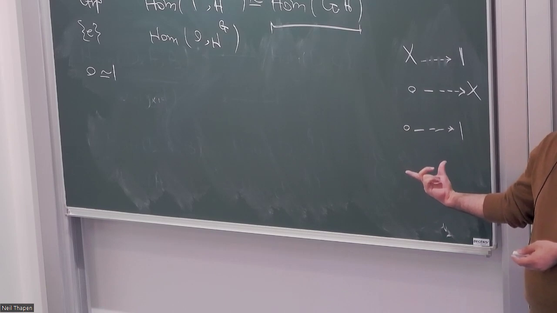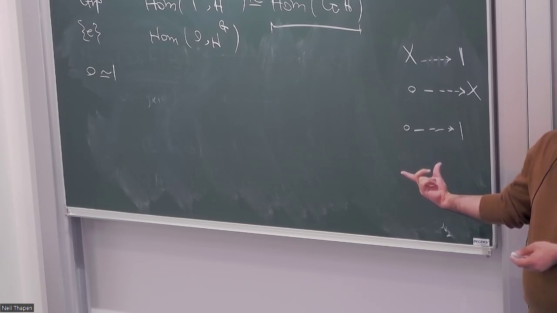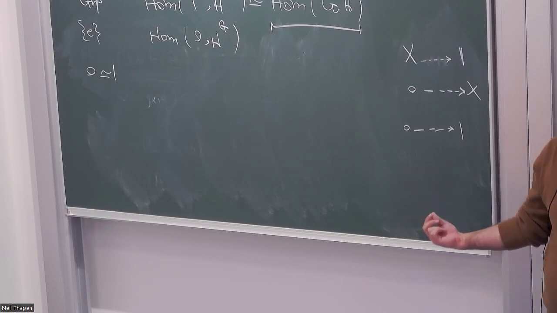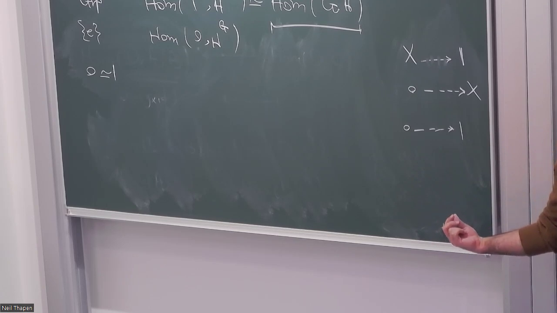Even in the case when 0 and 1 are the same, we have a map from 0 to x and back to 0. But it's not saying that x is isomorphic to 0, because it doesn't commute. The composition is not the identity. Well, one of the compositions is, but not the other.